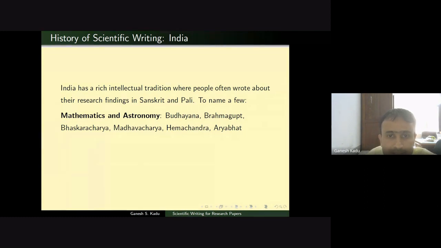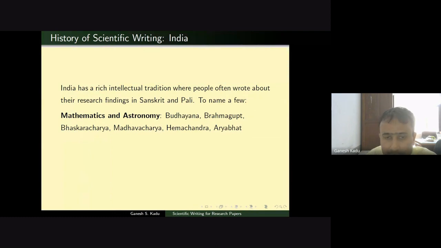And when it comes to mathematics and astronomy, Indians made great strides. For instance, you have Buddhayana, Brahmagupta, Bhaskaracharya, Madhvacharya. Madhvacharya belonged to the Kerala School of Mathematics, and he developed ideas of calculus, I think maybe 200 years before Newton. And this has come to light very recently.